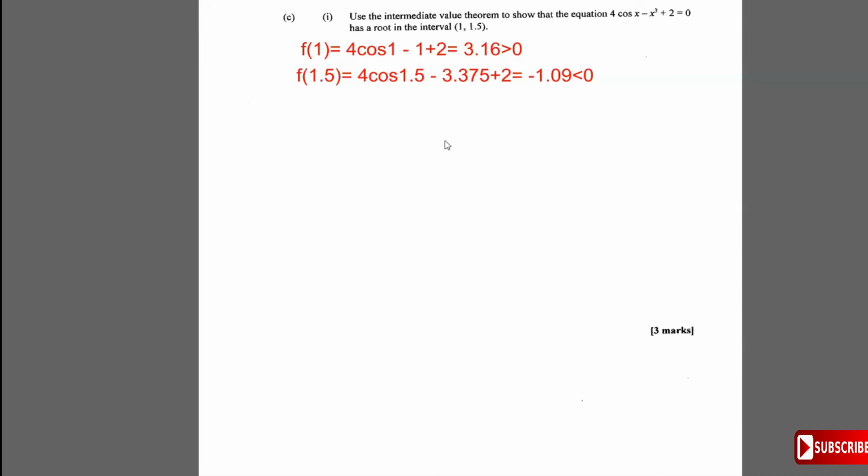So if you were to make a sketch, you have some curve. Let's say here is 1 and here is 1.5. f of 1 is 3 point something. f of 1.5 is negative something. So the curve looks something like this. All right, this is 3.1, and this is negative 1.1.